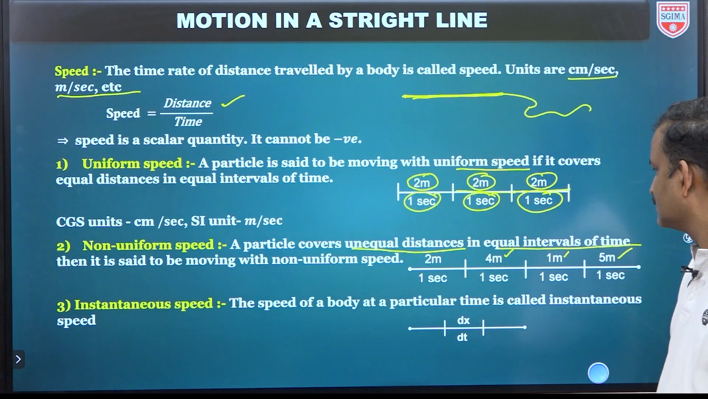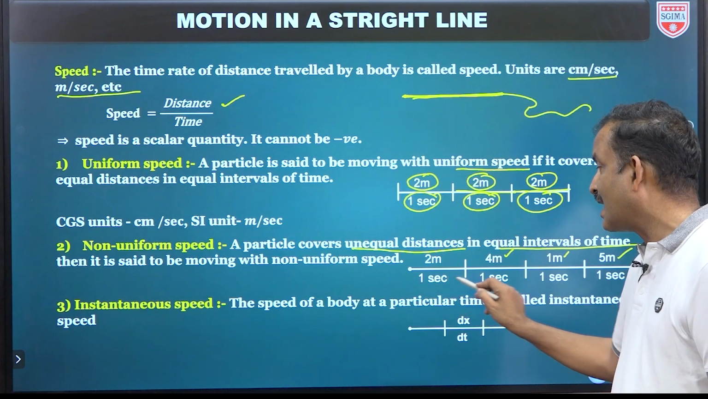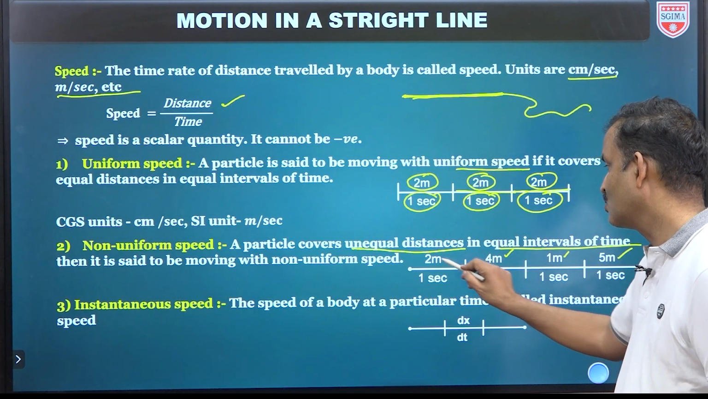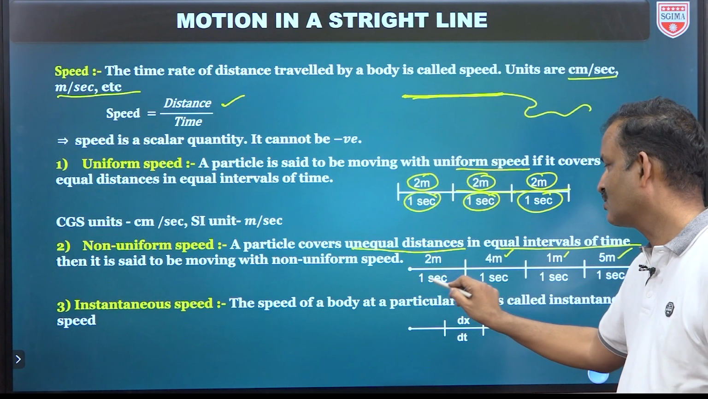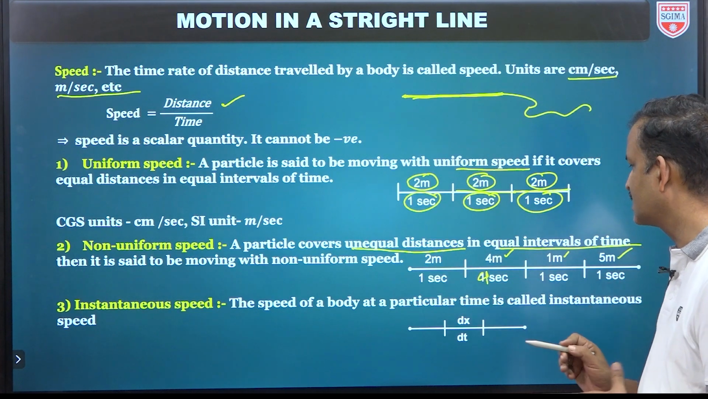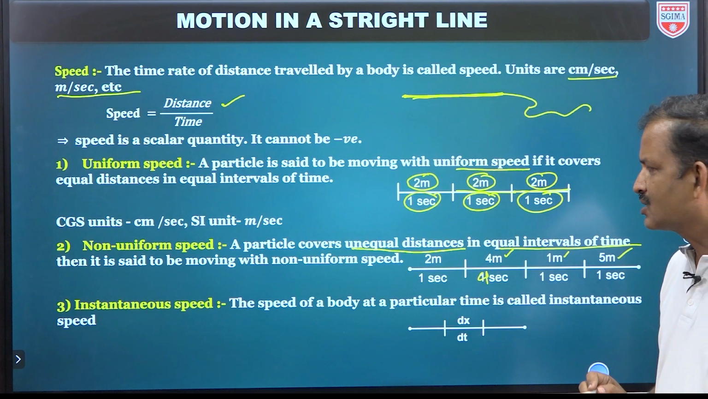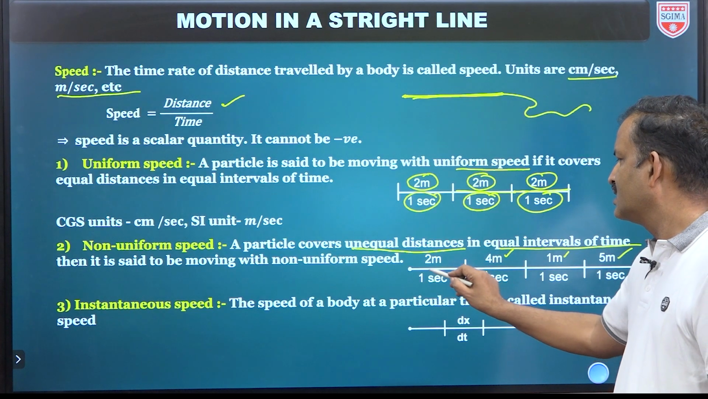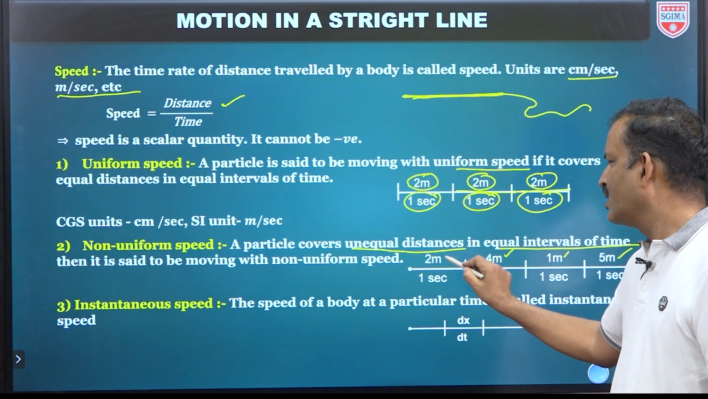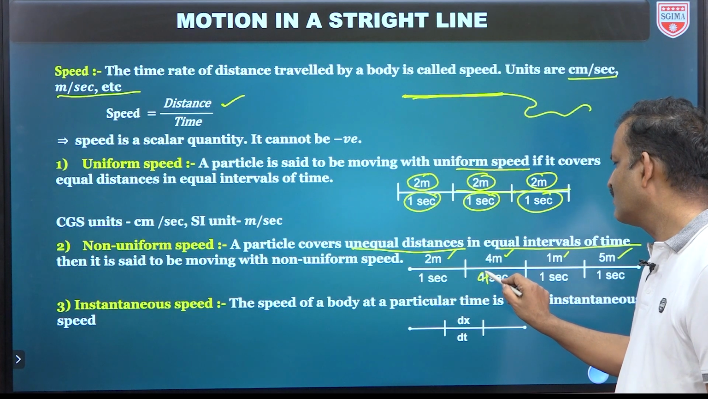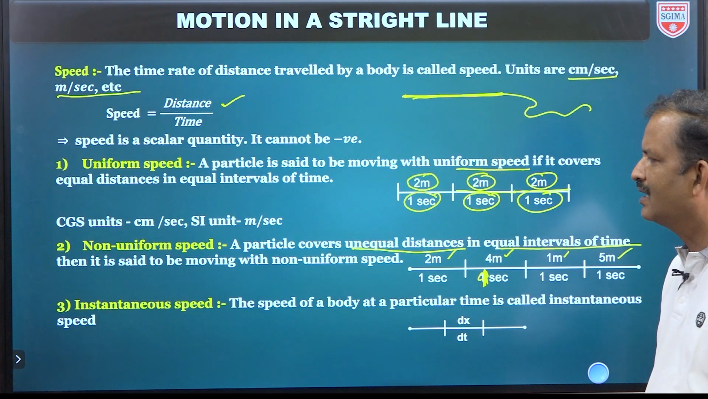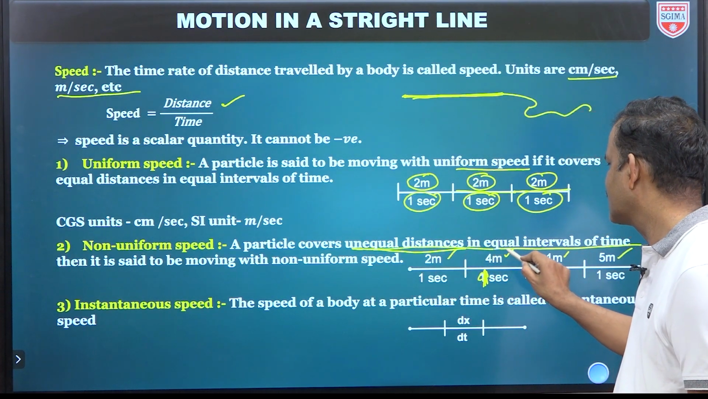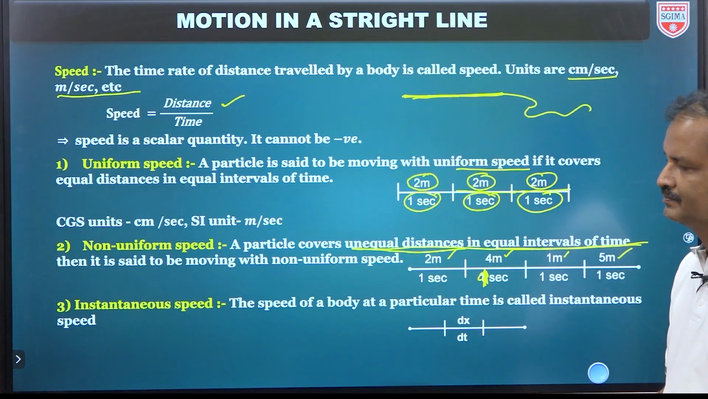Or equal distances in unequal intervals of time also. Equal distances: 2 meters, 2 meters, 2 meters, 2 meters. But this is 1 second, this is 4 seconds, this is 5 seconds, this is 6 seconds. That is also non-uniform speed. So, for example, 2 meters in 1 second, next 4 meters in 1 second. Then it is non-uniform speed because it covers unequal distances in equal intervals of time.